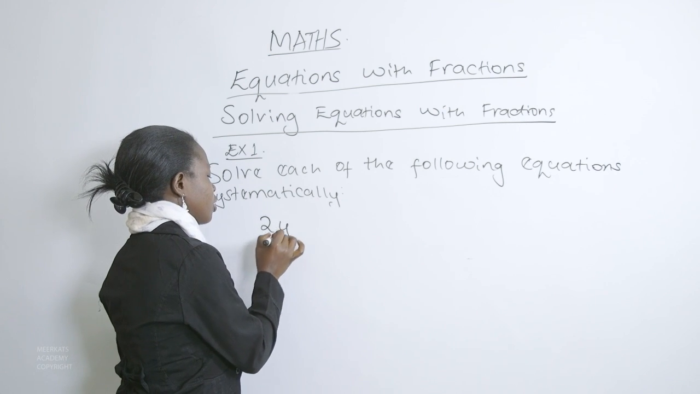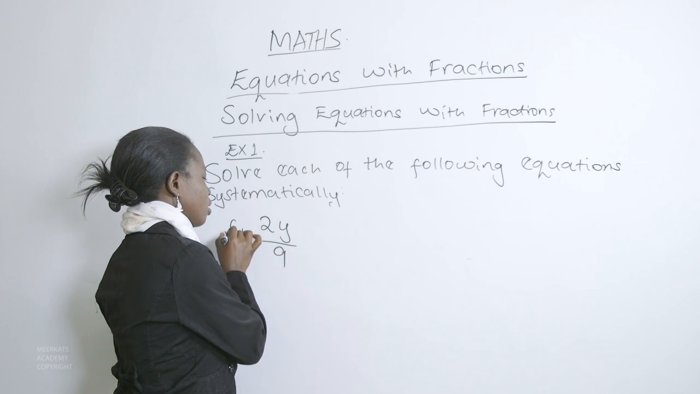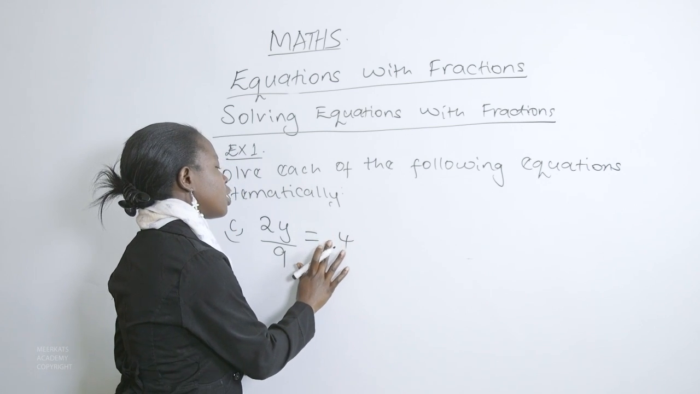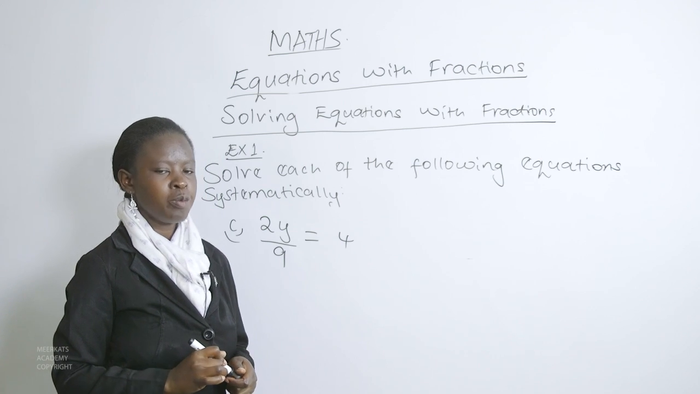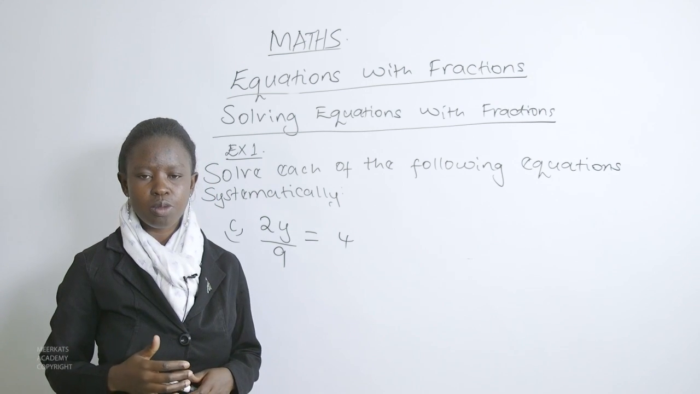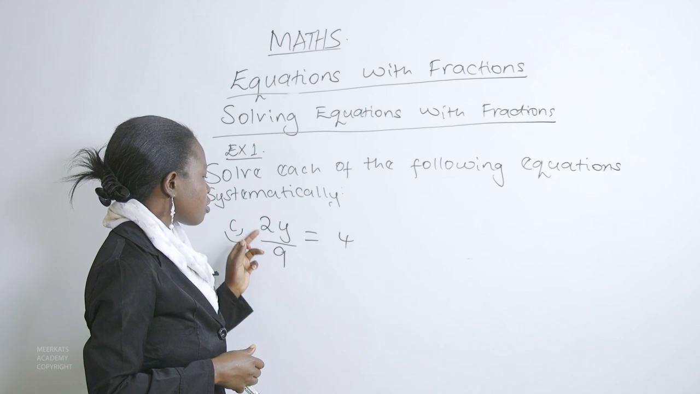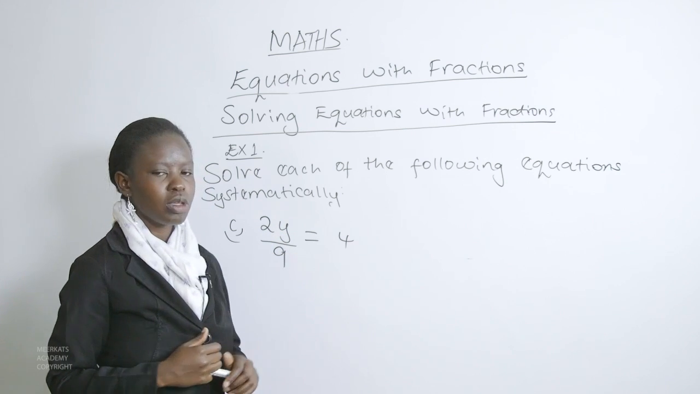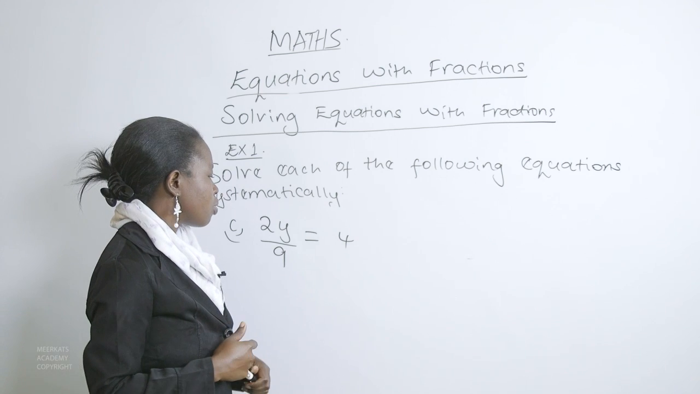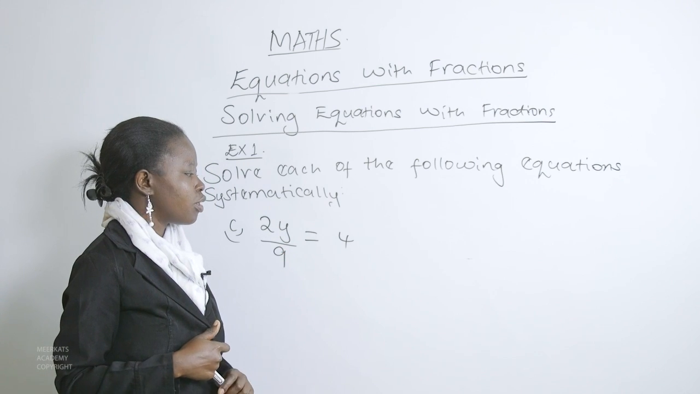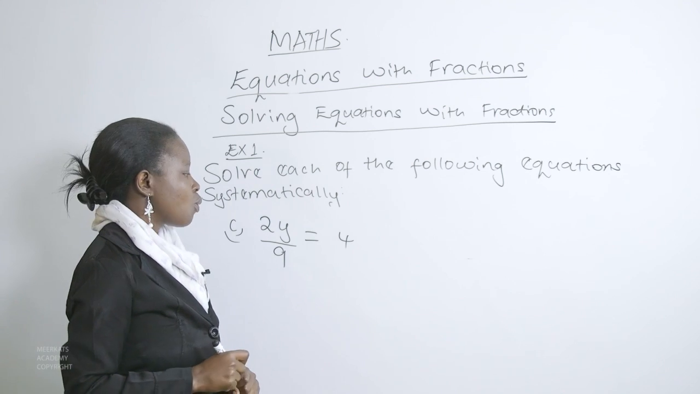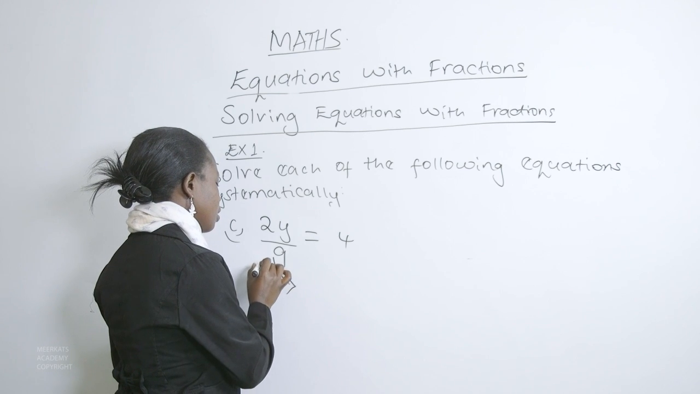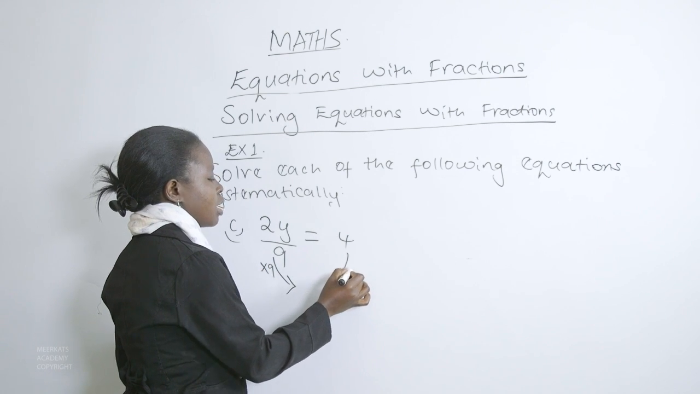Another example we have is 2y over 9 is equal to 4, and we need to solve the equation systematically. The fraction in this case is 2 over 9 y, and we need to get the value of our pronumeral, which is y. Solving this equation, our first step will be multiplying both sides by 9. Multiply our left hand side by 9. Multiply our right hand side by 9.